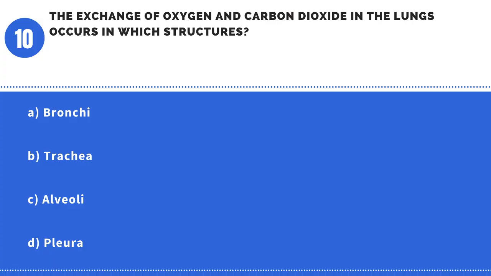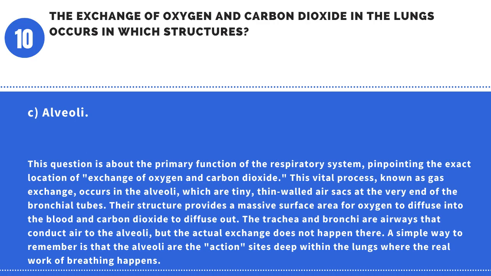Question 10. The exchange of oxygen and carbon dioxide in the lungs occurs in which structures? A. Bronchi, B. Trachea, C. Alveoli, D. Pleura. Answer: C. Alveoli. This question is about the primary function of the respiratory system, pinpointing the exact location of exchange of oxygen and carbon dioxide.